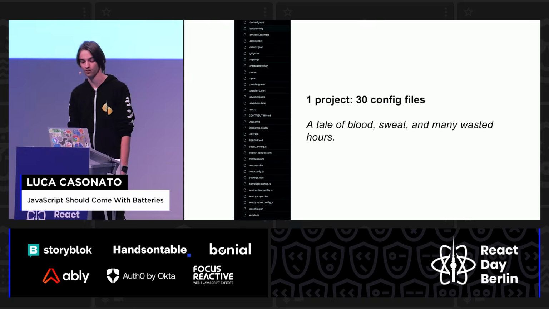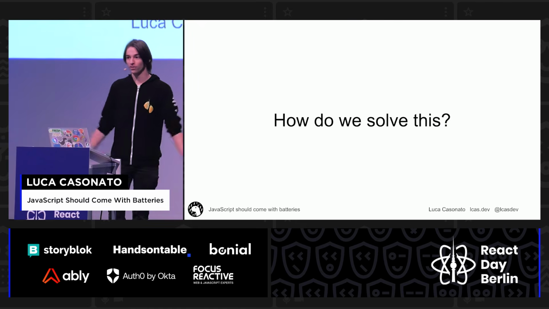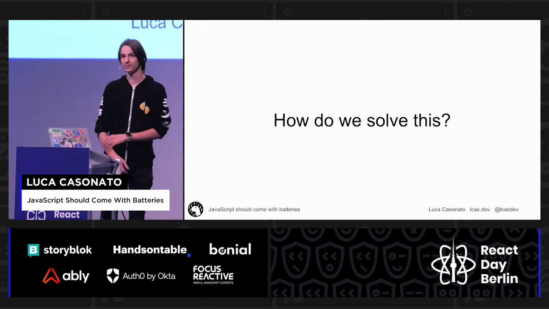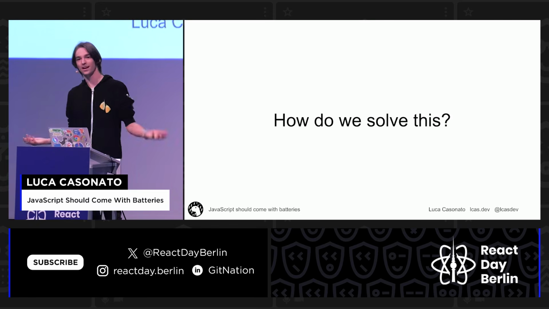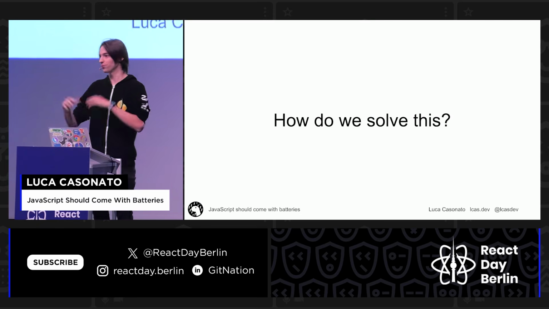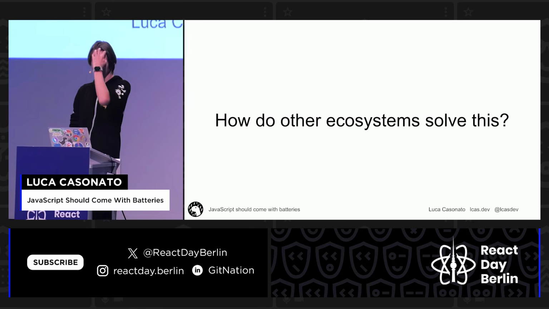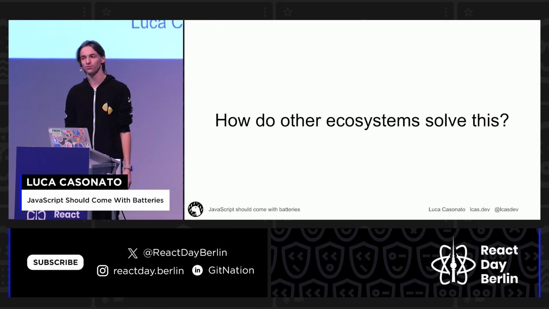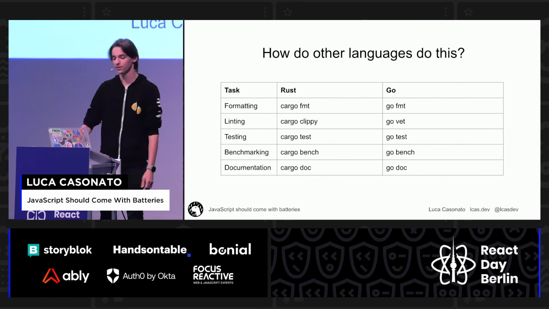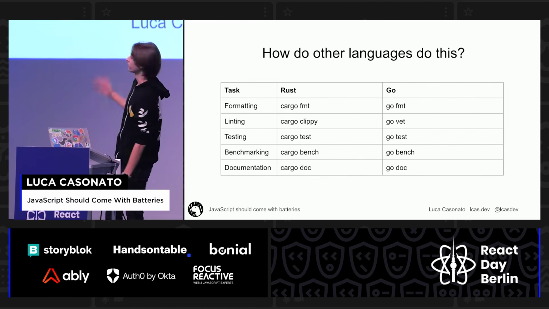You just want to have it work out of the box. So how do we solve this? And as a JavaScript developer, you may be wondering, yeah, how do we solve this? But if you sort of float around other language ecosystems sometimes, you can see that some ecosystems solve this really well. Some do it very poorly, but some do it really well. For example, Rust and Go.